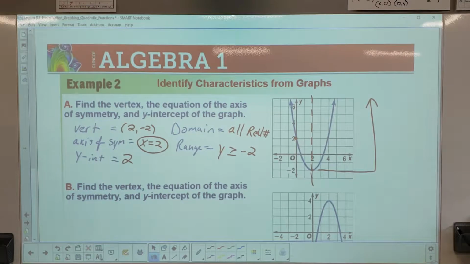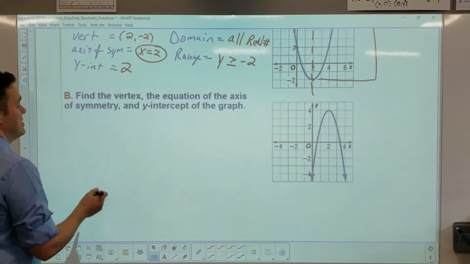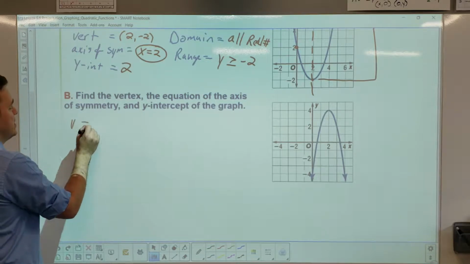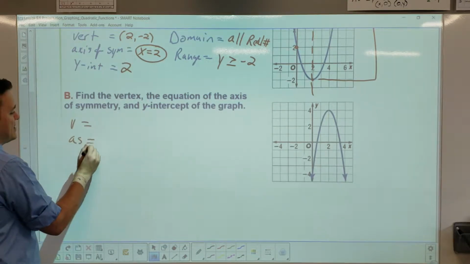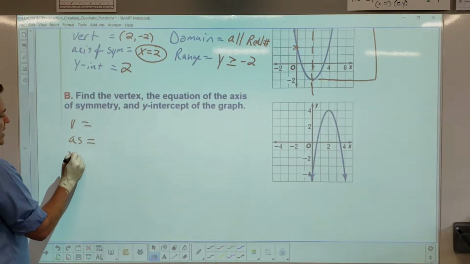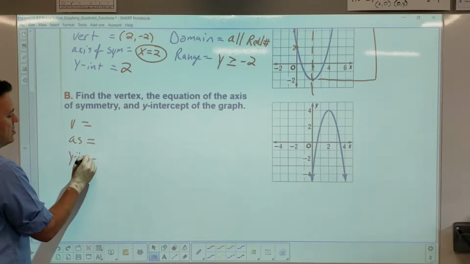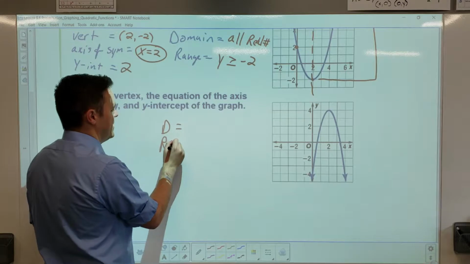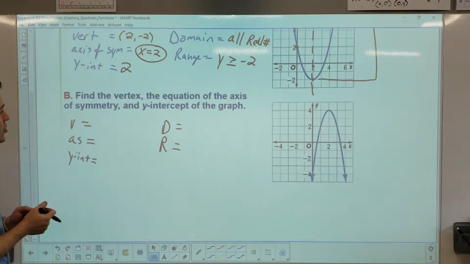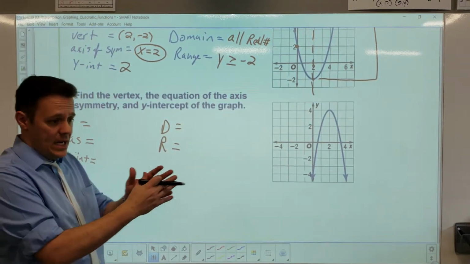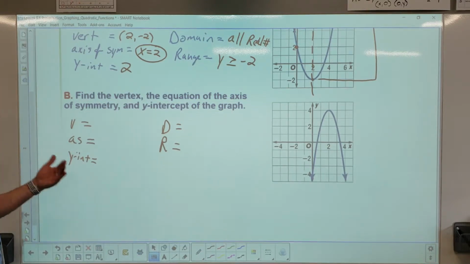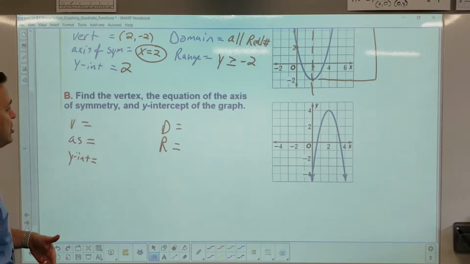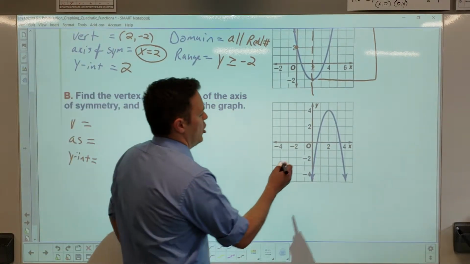So if I know it's at negative 2, that's great. The other one here: I'm going to go vert, and AS for axis of symmetry, and y-int. If you want to write them all out, you can, but I don't want this video to be 30 minutes of me just writing down the same thing over and over, in terms of writing out the words, because we're going to be doing a lot of it repetitively. We do it now during the notes, or we do it in the homework.